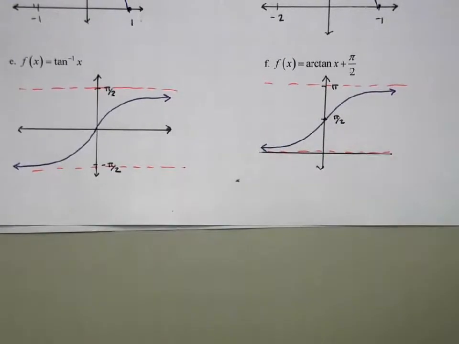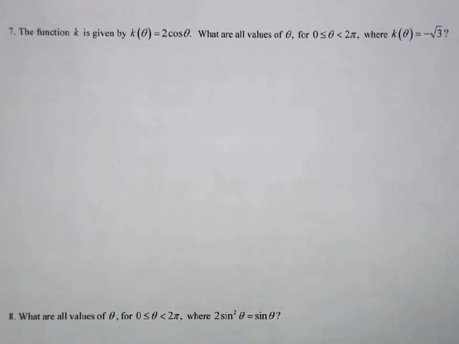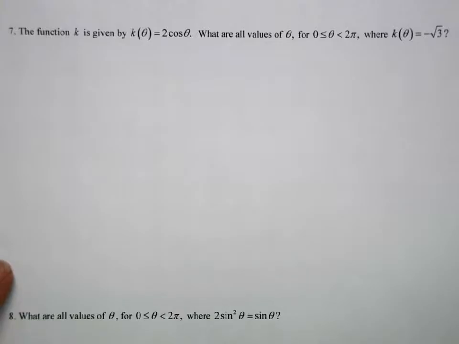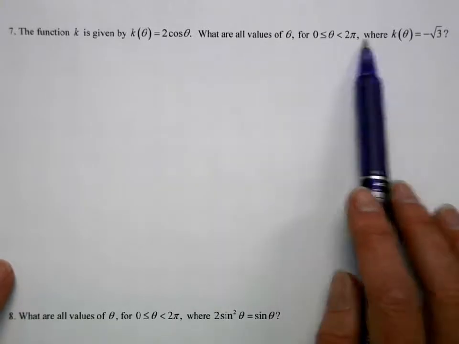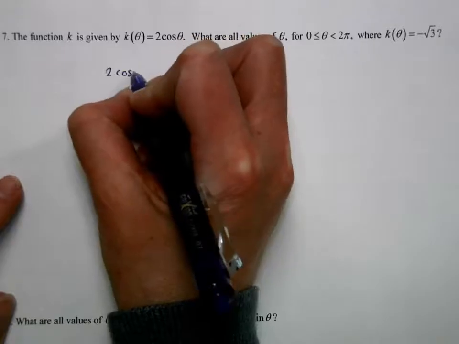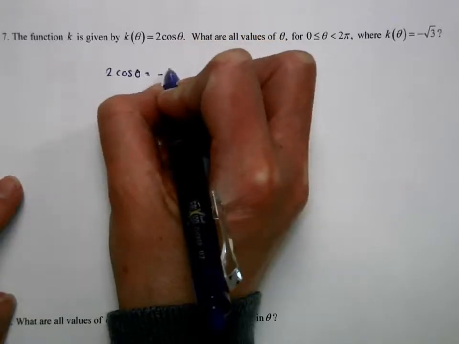In topic 310, we dealt with trigonometric equations and inequalities. So here we've got a function k is 2 cosine theta, and we want to know where k between 0 and 2 pi is equal to negative root 3. So we'll set up our equation, and then we want to isolate the trig function.